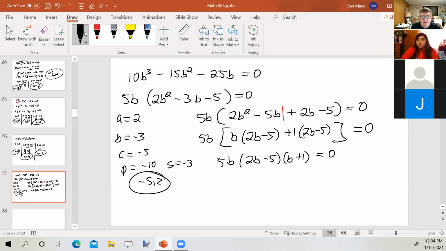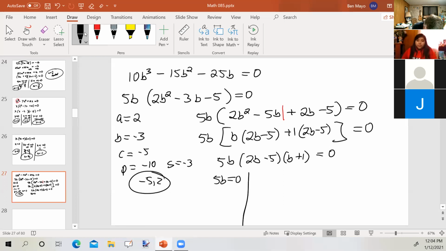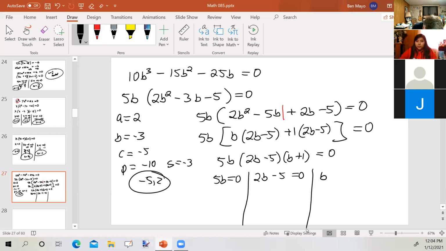So now we're going to take each factor that contains a variable and set it equal to 0. So 5b equals 0. 2b minus 5 equals 0. B plus 1 equals 0. 5b equals 0. We'll divide both sides by 5 and we get b equals 0. So there's one solution.